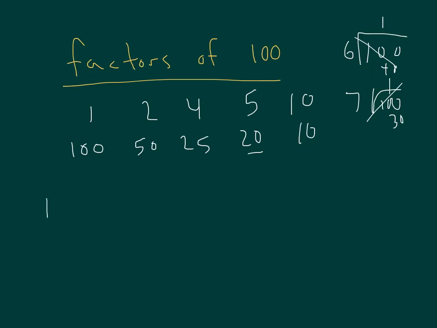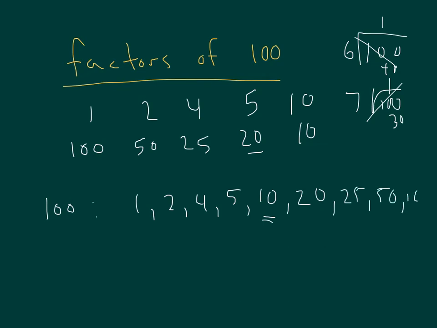So, factors of 100. 1, 2, 4, 5, 10, 20. I'm only going to write 10 the one time. 20, 25, 50, and 100. That wasn't so bad. It seemed like a big number, like a 100 would have so many more. Nope.